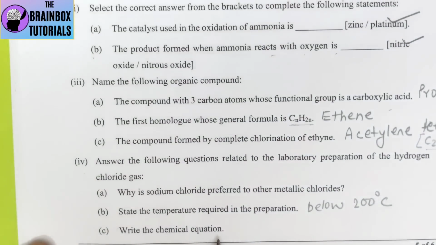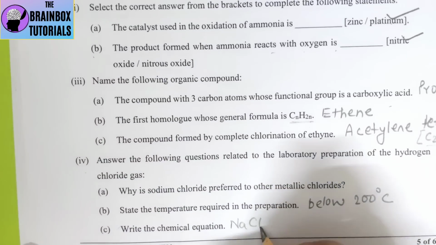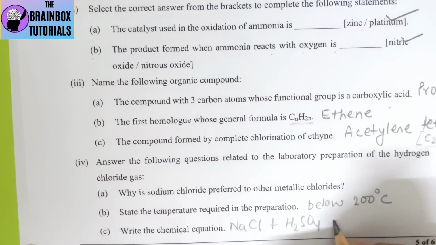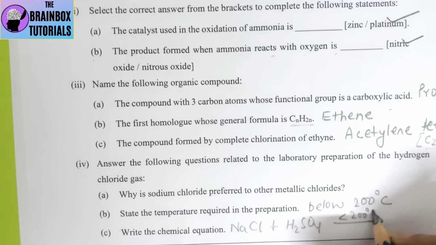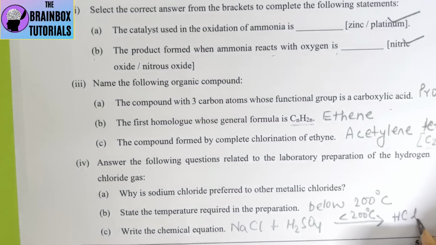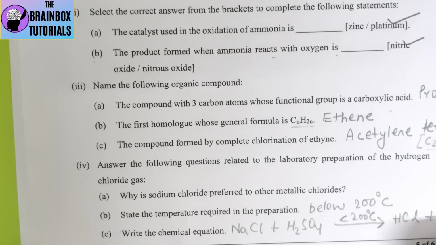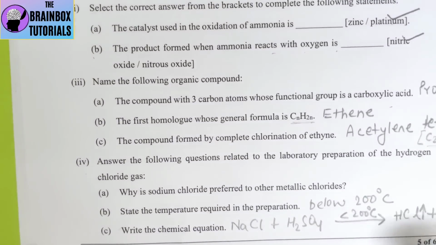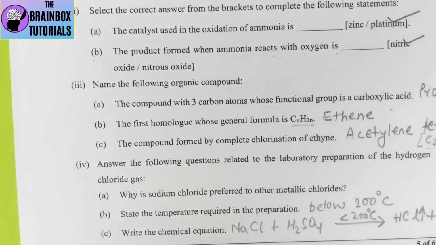Number C, write the chemical equation. Chemical equation is sodium chloride NaCl plus H2SO4 below 200 degrees centigrade gives HCl and NaHSO4. HCl, an upward arrow for that, and it is already balanced.